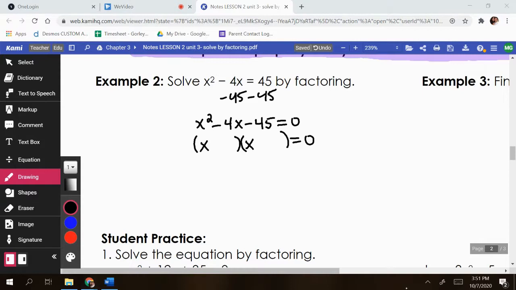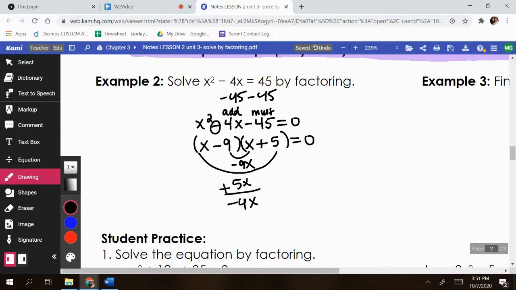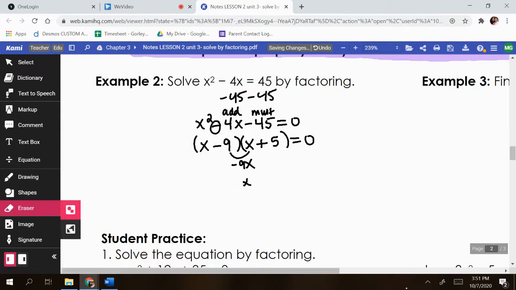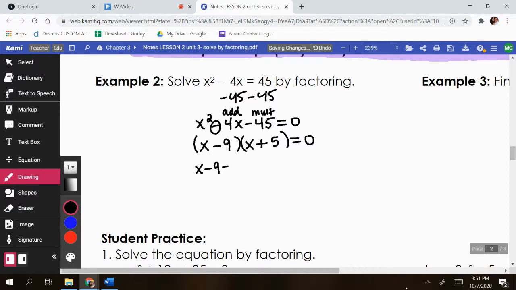Then what are two numbers that would multiply to give me negative 45, but add to give me negative 4? 9 and 5. Because this middle sign is negative, the bigger number is going to have to be negative. And check: your outers are 5x and your inners are negative 9x, and those would sum to a negative 4x in the middle. Okay, so that looks good. Once you have your expression factored, we're going to set each factor equal to 0 and solve it.